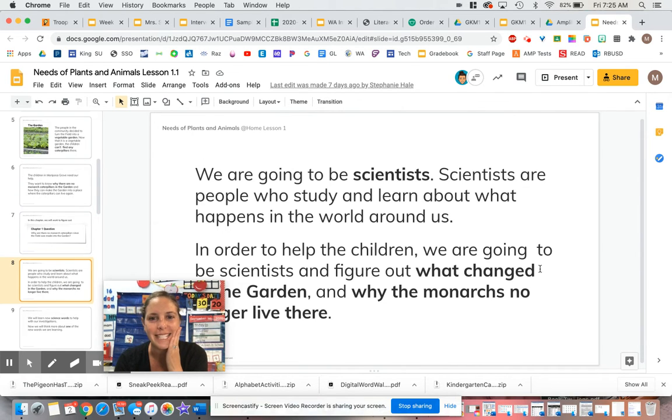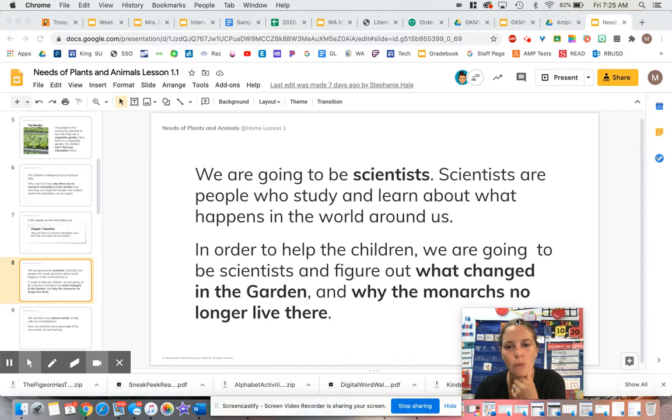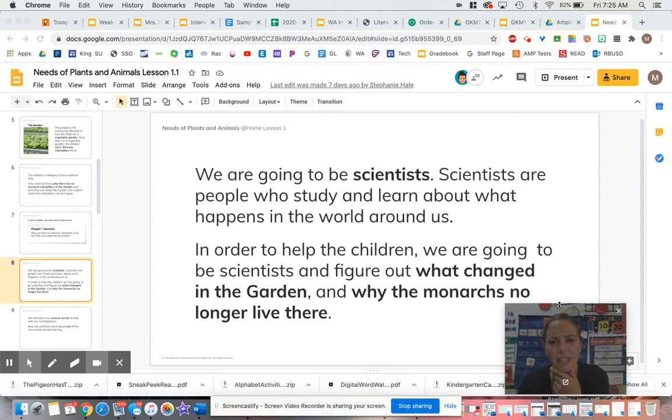We are going to be scientists. Do you guys know what a scientist is? A scientist is a person who studies and learns about what happens in the world around us. So, in order for us to help these kids from Mariposa Grove, we're going to be scientists and figure out what changed in the garden and why no monarchs live there anymore.